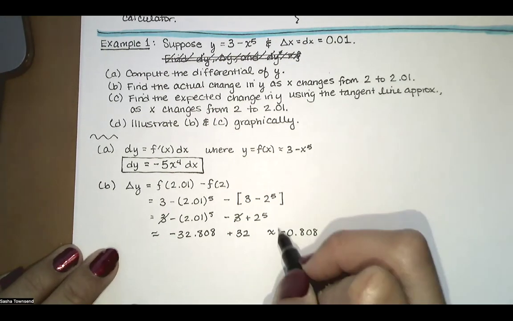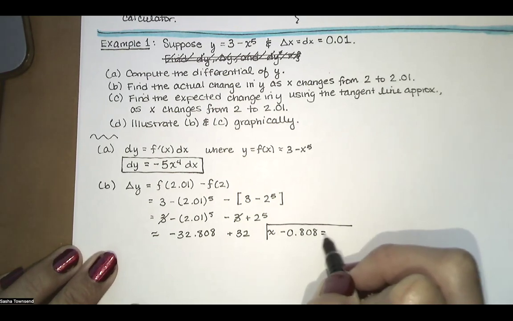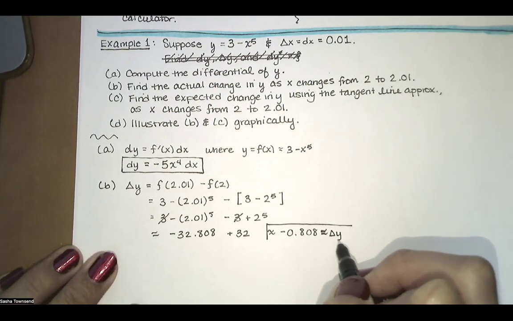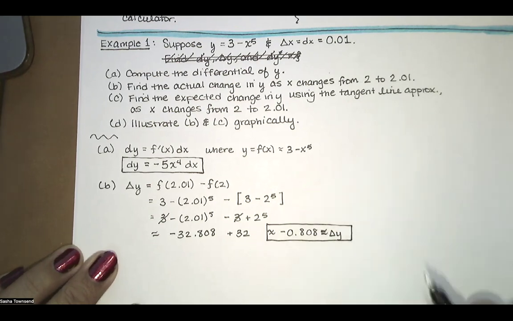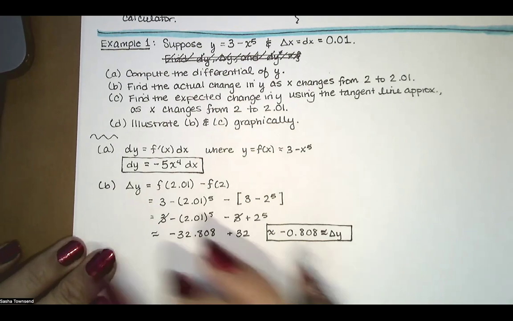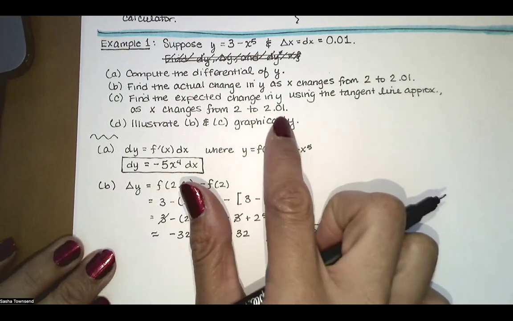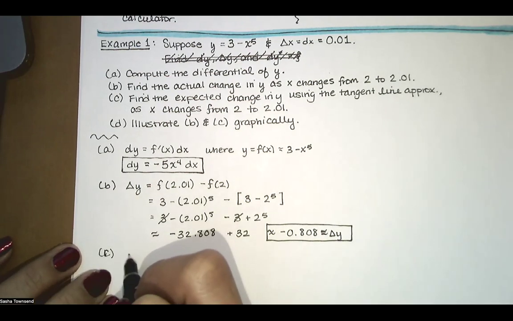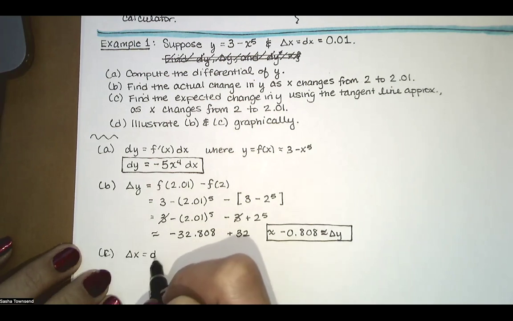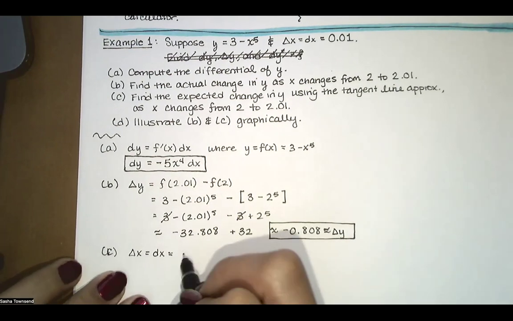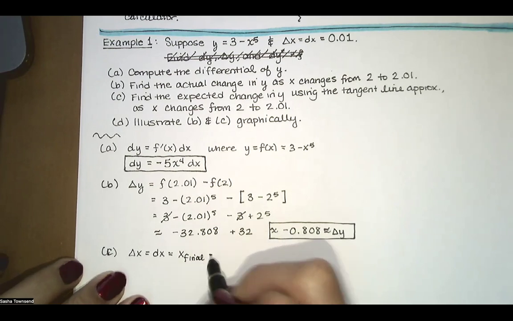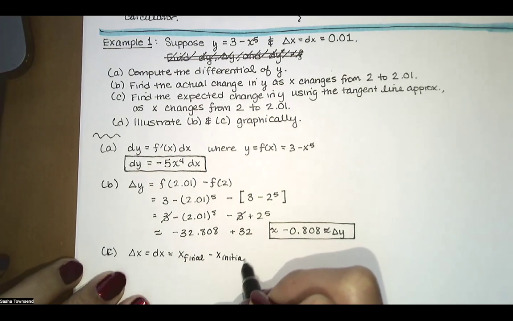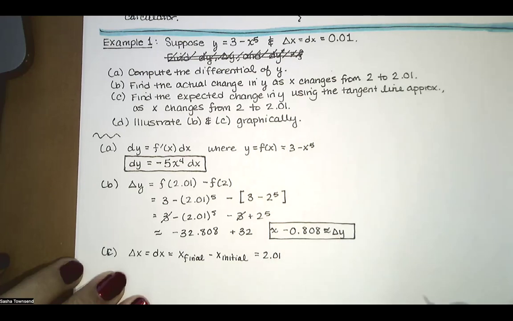So we computed that. Then we're asked to find the expected change in y using the tangent line approximation as x changes from 2 to 2.01. In that case, delta x and dx are the same. They are given by the final x value minus the initial x value. So we've got a final x value of 2.01, and we're going to subtract the initial x value of 2. So our change in x is 0.01.